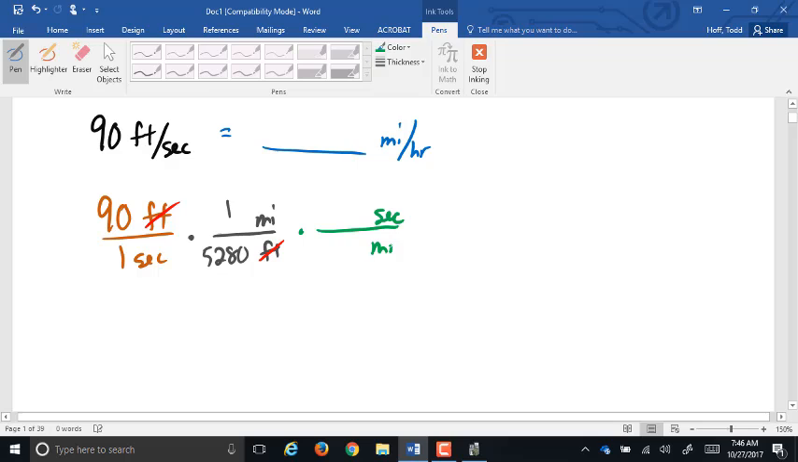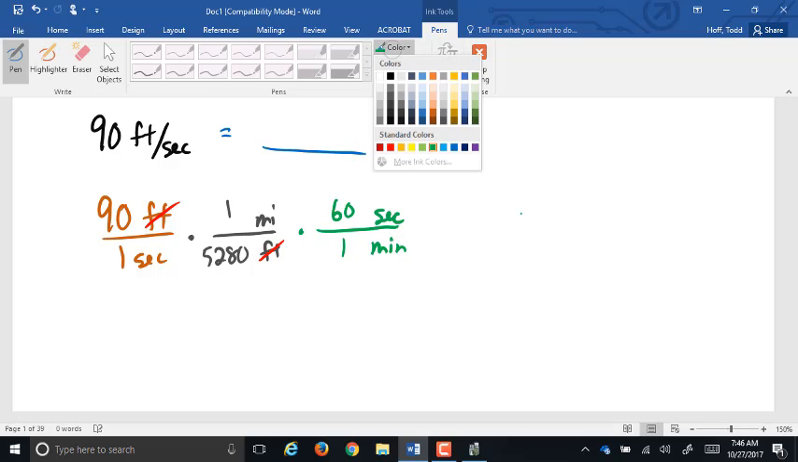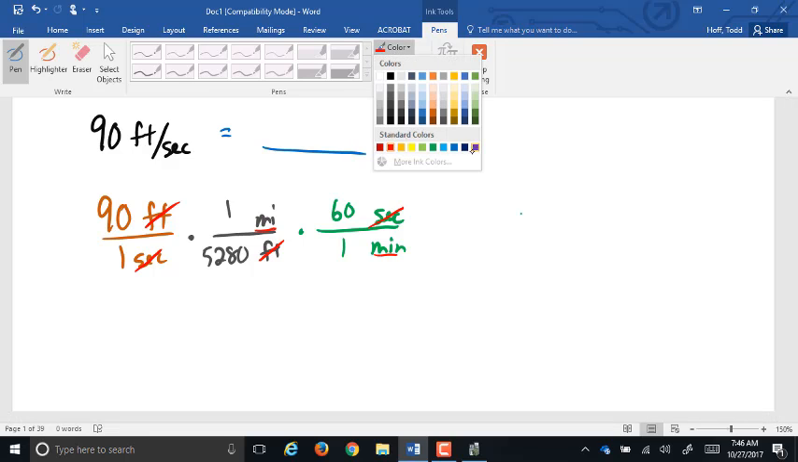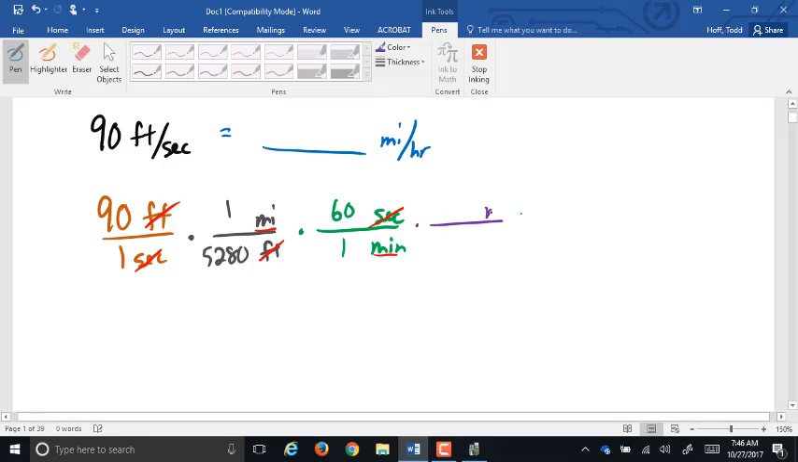Now, we don't have a direct relationship between seconds and hours, so we're going to go to 1 minute is 60 seconds. The seconds are gone. Now what we have is miles on top and minutes on bottom. So we're in miles per minute. We have to go one more step, get rid of the minutes, go to hours. 1 hour is 60 minutes. And now the minutes are gone and we are in miles per hour.